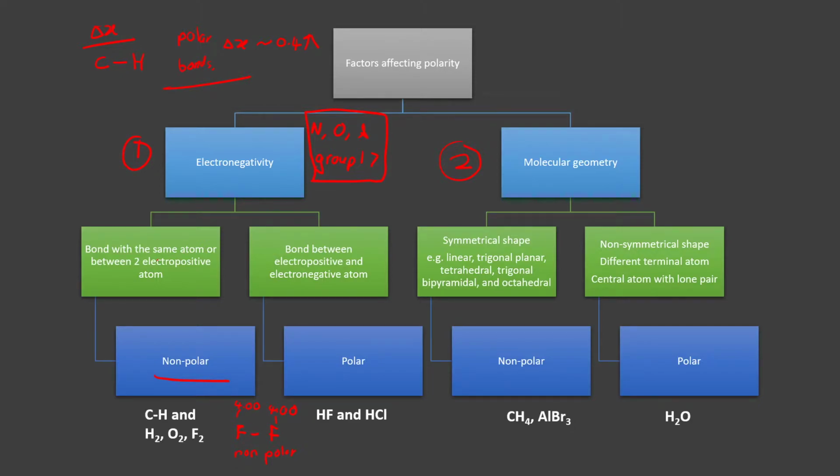Ataupun bond within two electropositive atom. Contohnya tadi carbon and hydrogen. So carbon the value is 2.55 while hydrogen is 2.2 electronegativity there. So don't worry about these values. It will be given to you. You tak perlu nak hafal these values. And kalau you tengok what's the electronegativity difference? Berapa?